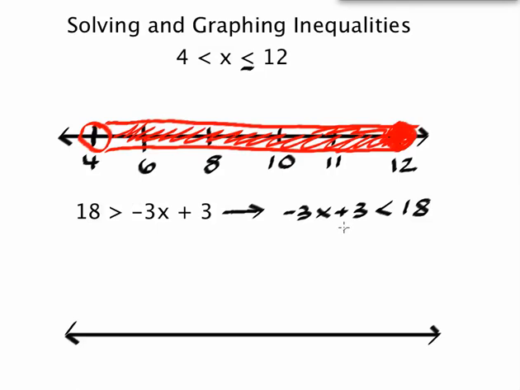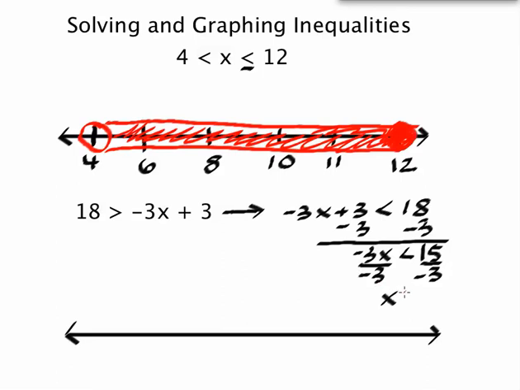Now I solve it just like an equation. I'm going to subtract 3 from both sides. And when I do that, I get negative 3x is less than 15. One last step I need to do, which is divide by negative 3. When I divide by a negative with inequalities, that sign needs to flip. So here I get x is now greater than, I'm going to put it in red just to stress how important that is, that sign flips. X is greater than 15 divided by negative 3, which is negative 5.